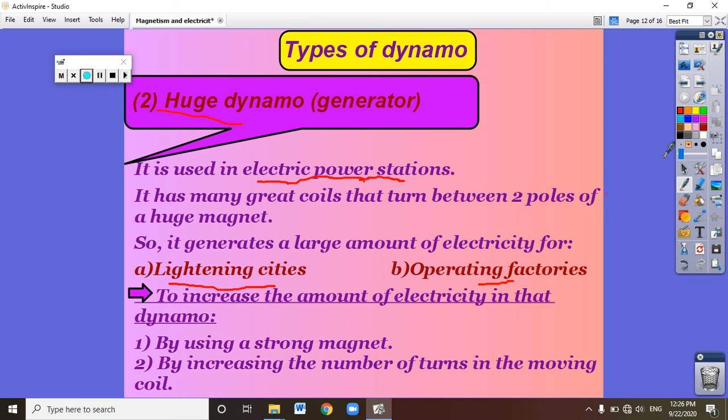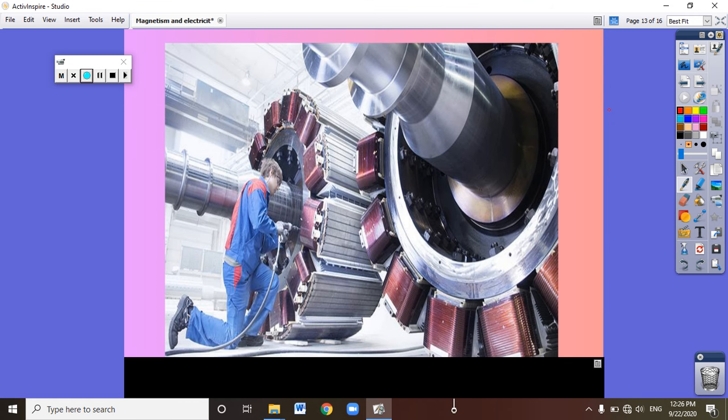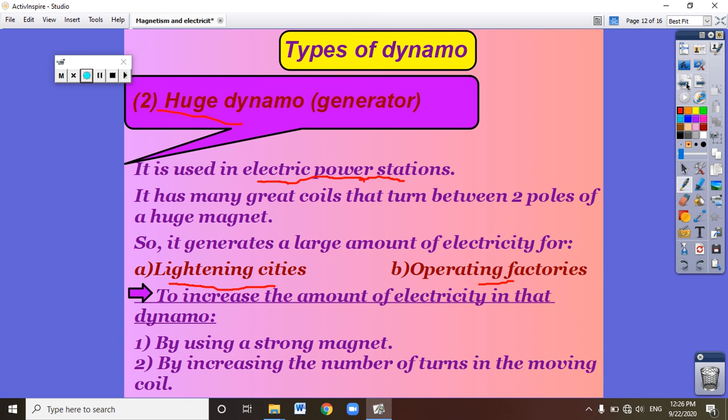What is the shape of the huge dynamo? Here in the huge dynamo, we use the U-shaped magnet. That's the shape of the huge dynamo. It's very, very huge. Why? Because it generates a huge amount of electricity that we use in electric power stations, in lighting the cities, and in operating the factories.